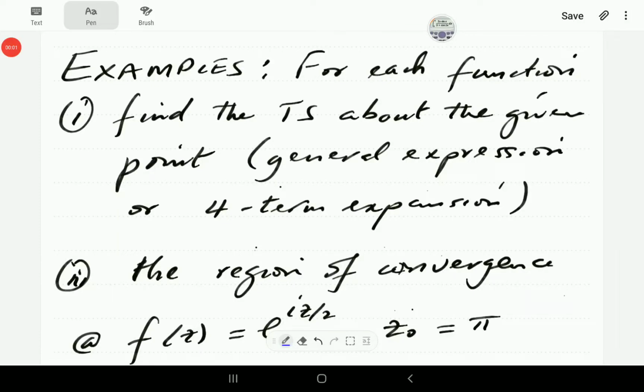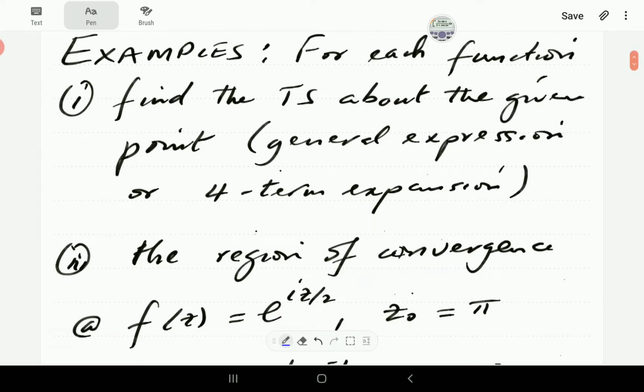All right, this is the second video on Taylor series of complex functions. In this video, I'm going to be looking at some examples of how to calculate the Taylor series. If you are watching this video and you haven't seen part one, we strongly recommend that you watch part one first.